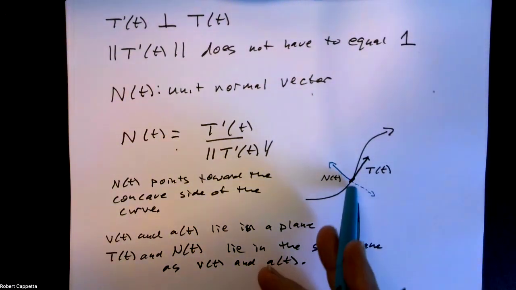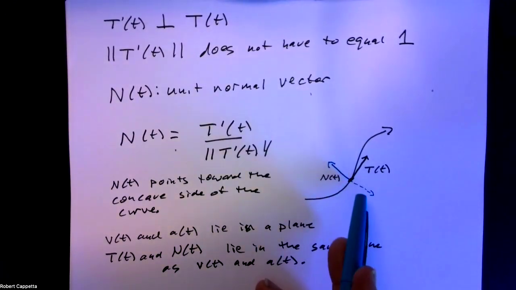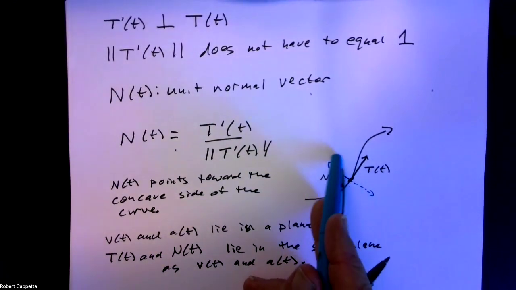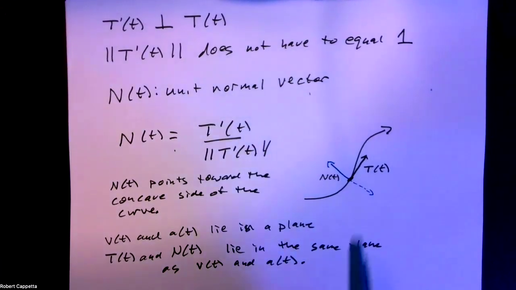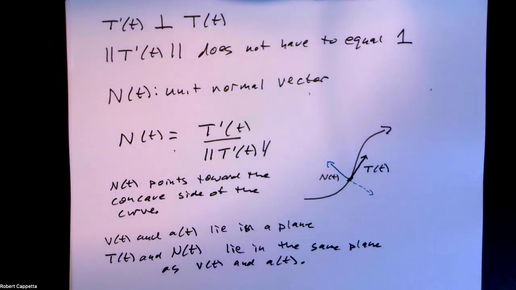So big N points towards the concave side, the center of curvature. If you would draw a tangent circle to this point, its center is in the direction of N. So N points towards the concave side, and N is in the same plane as the acceleration, but we do not expect big N and the acceleration to be in the same direction necessarily.